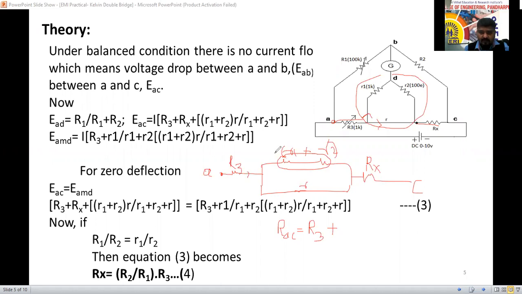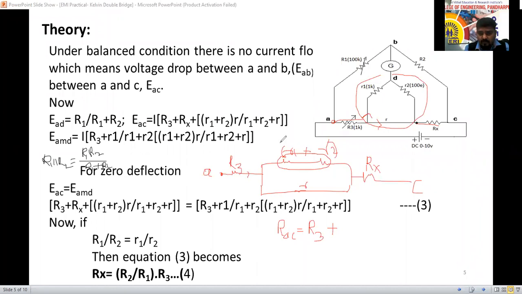So this R1 plus R2, what will I consider? I will consider it as capital R. Just imagine, if two resistances are connected in parallel, what is the formula? If R1 and R2 are connected in parallel, how will you write the formula? R1 R2 divided by R1 plus R2.